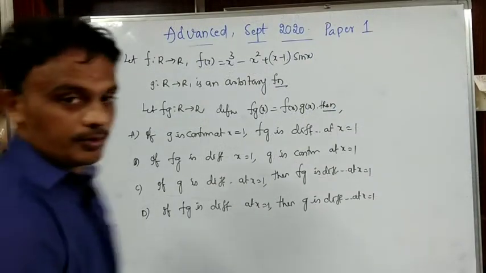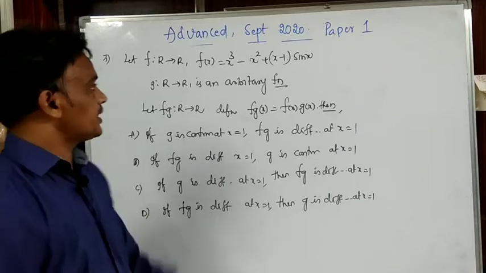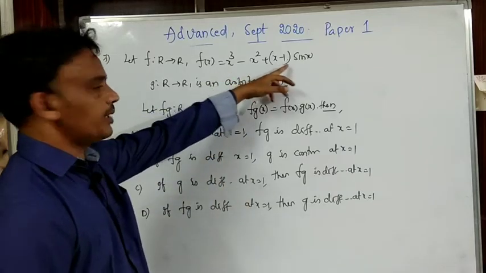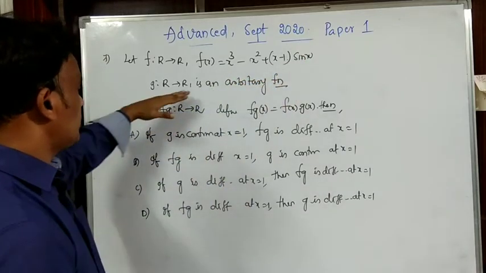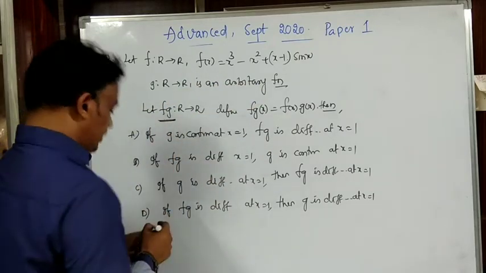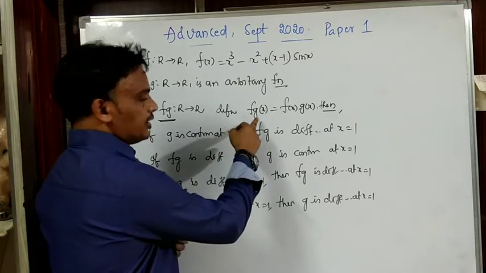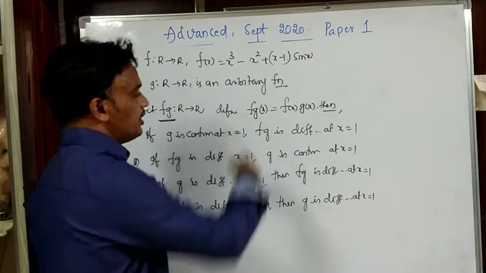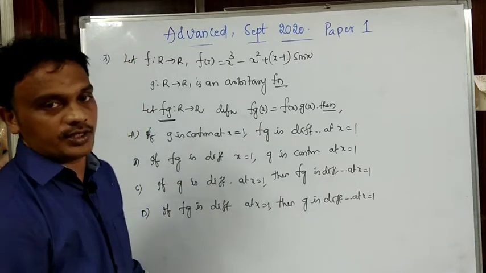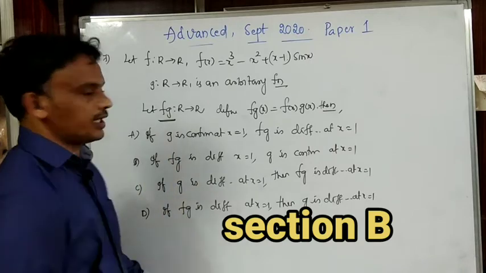Coming to the next problem, the 7th problem. f from R to R, f is defined by f of x equals x cube minus x square plus x minus 1 into sin x. And g from R to R is an arbitrary function. The product of functions f into g is defined from R to R, where f into g of x is taken as f of x into g of x. And they have given some options, which of the following is correct.